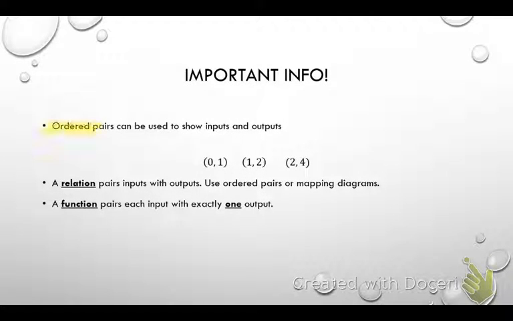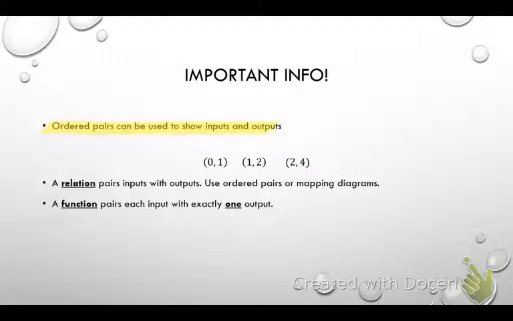Whether it's a relation or a function, they are both expressed or shown using ordered pairs or mapping diagrams. So that's what we're going to see a lot of today. I gave you three tester ordered pairs that we're going to use to show you what's an input, what's an output. So just go ahead and write those down for now.